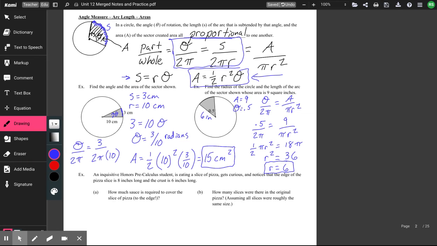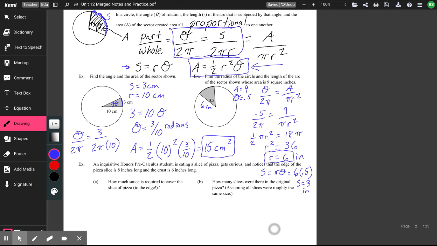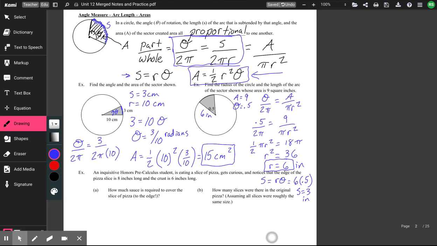Okay, the last thing here that we need to find was our arc length. And now we know that our arc length is equal to the radius times theta. Our radius was 6. Theta was 0.5. The arc length here would be 3 inches. So we have a radius of 6 inches and an arc length of 3 inches. I'm going to let you guys try the last example, and I will show you the answers.